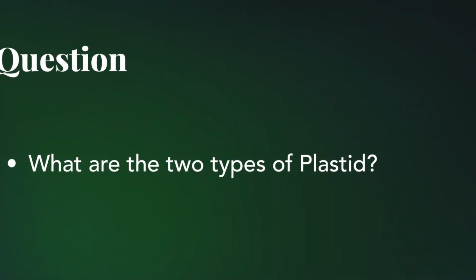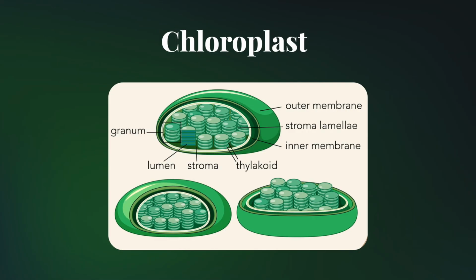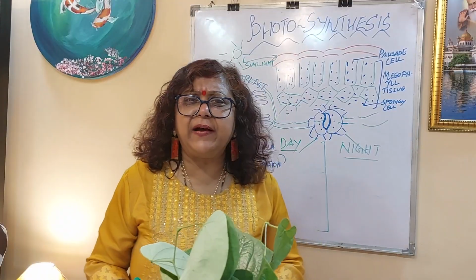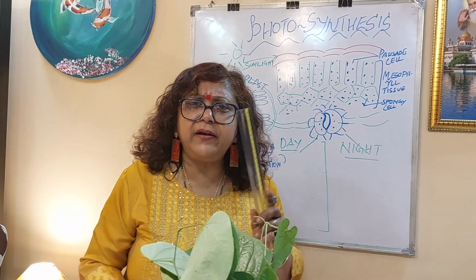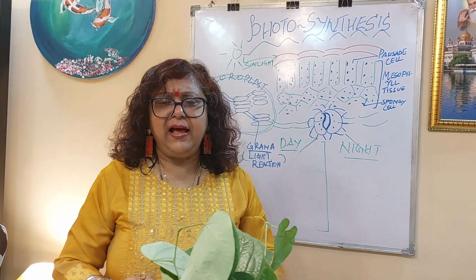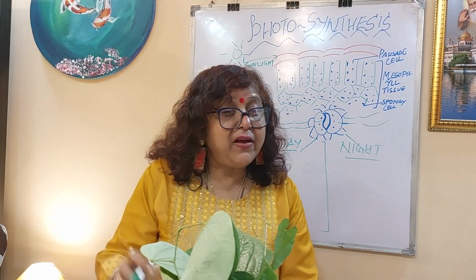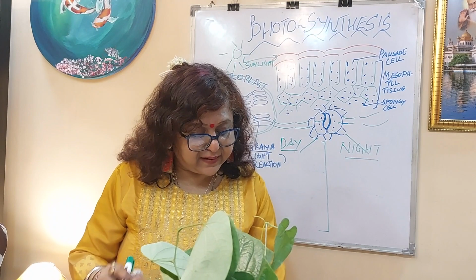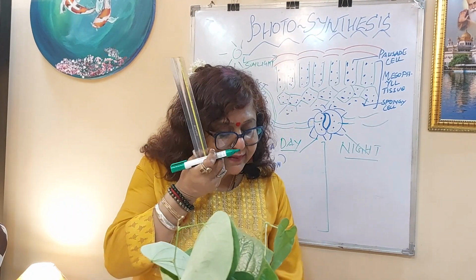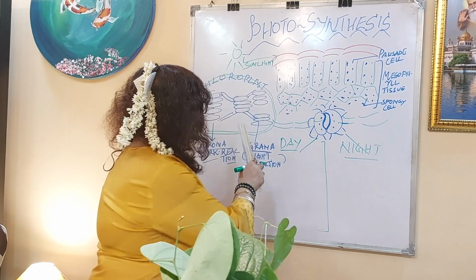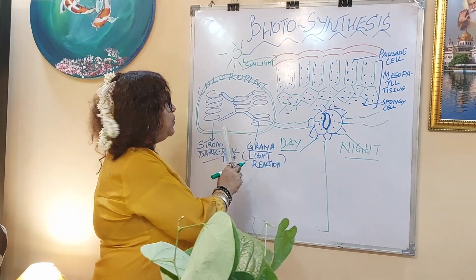The colored plastids are known by the word chloroplast. And this chloroplast is a very important organelle of the plant cell. Now this chloroplast has a very complicated structure. The structure is given in the ICSE book on page number 70, figure 6.1. This is just a rough diagram I have made to make you understand.